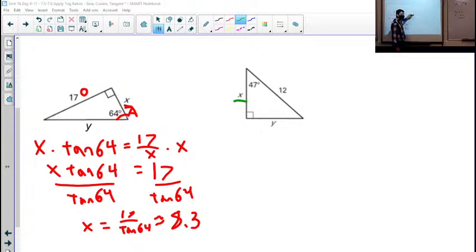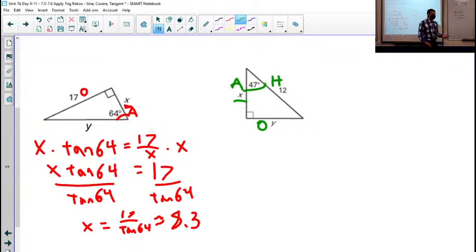What do I know? What am I given? I'm given the hypotenuse. I know the hypotenuse is 12. What am I trying to solve for? I'm trying to solve for the adjacent. Right, that's touching the 47. I don't care about opposite right now because I'm not solving for y, I'm solving for x. So opposite's over here, but I don't care about it. I care about hypotenuse because it's what I'm given, and I care about adjacent because it's what I'm trying to solve for. So I want to know about adjacent and hypotenuse.